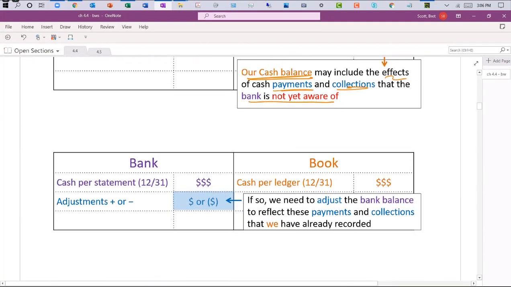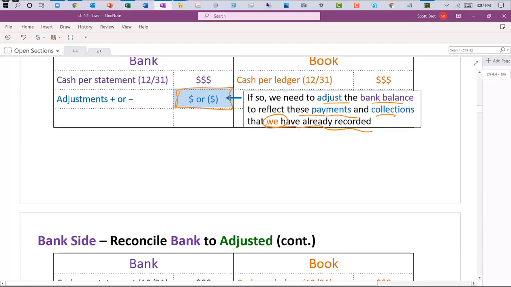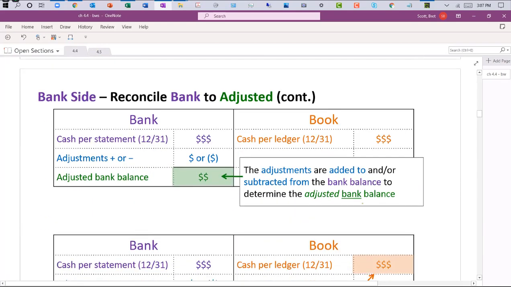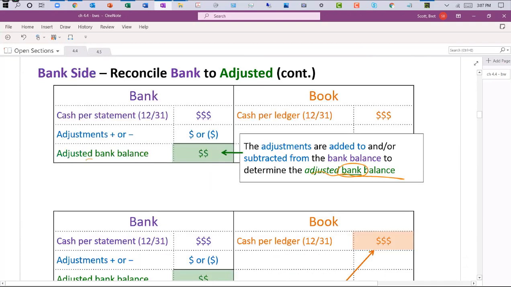So we need to ask ourselves, what information do we need to include on the bank side to adjust the bank's information to what really represents an adjusted bank balance? So we adjust the bank balance to reflect the payments and collections that we have recorded that the bank has not yet been informed of. We put that on underneath the bank balance, and then we calculate an adjusted bank balance. That's what this is, an adjusted bank balance.